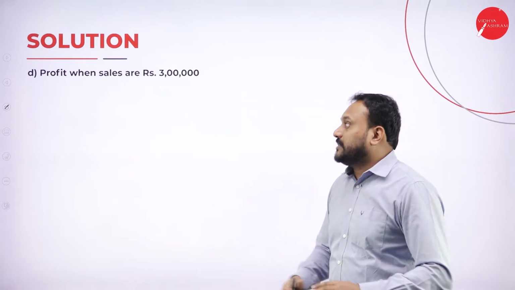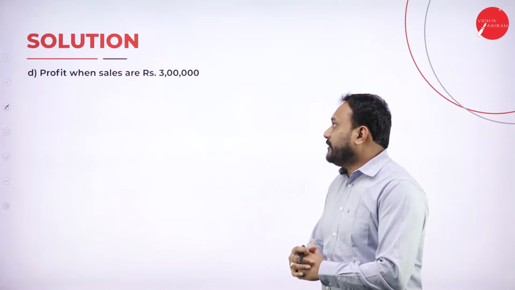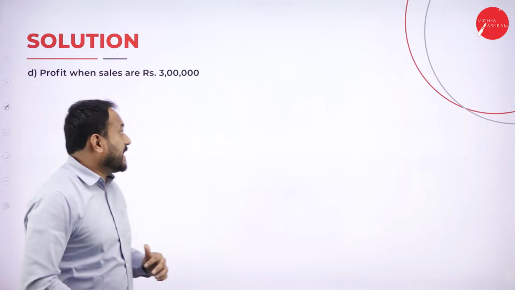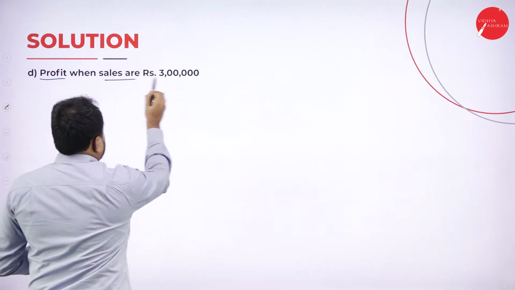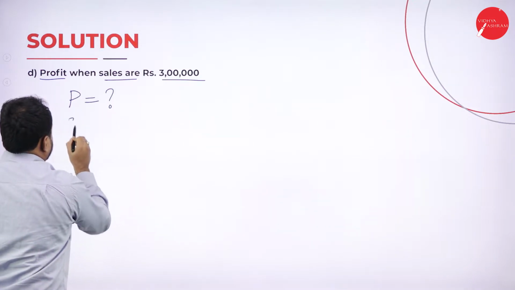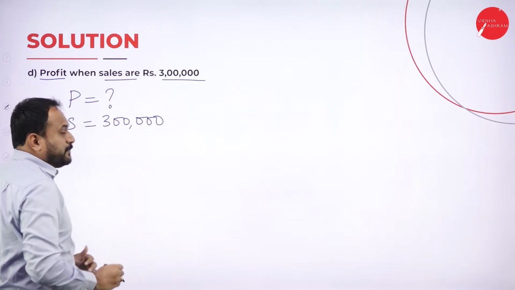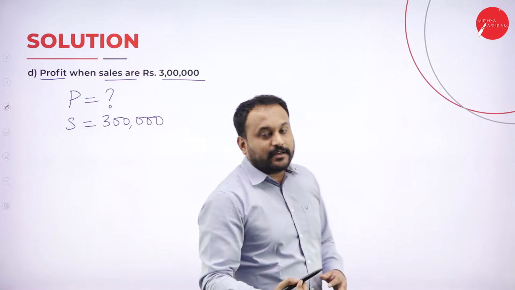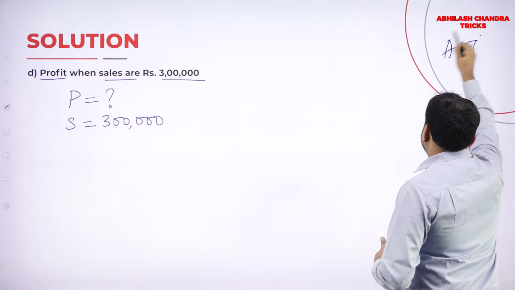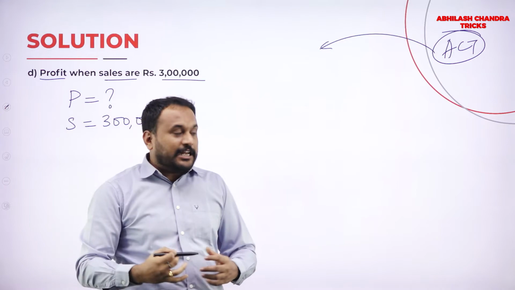The next question, the D question, is what they have asked me: profit when sales are 3 lakh. Profit they don't know, you need to find, but sales is equal to 3 lakh. So what will be the profit if your sales are 3 lakh? Go with the same formula, that is our ACT. I told you what exactly it is. You need to have this as a routine one.